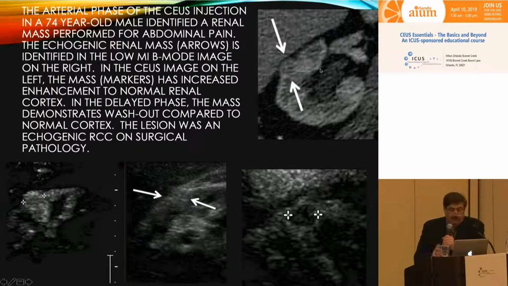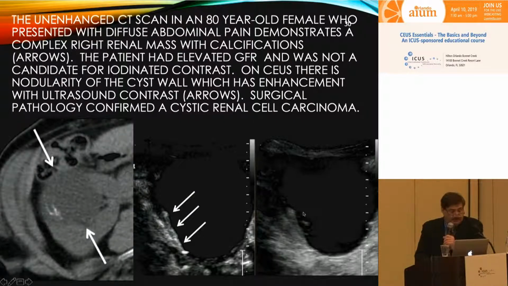And again, I think one of the big applications here is this patient had a CT scan that had a little lumpy bumpy appearance, but again, could not get a contrast study. Here you can see with ultrasound contrast, we can see this renal cell carcinoma that has marked enhancement compared to normal renal cortex and shows washout. So again, a very good application looking at these renal masses in patients that can't get contrast.